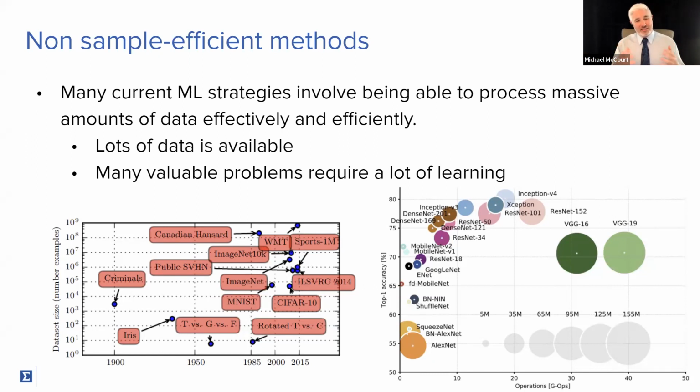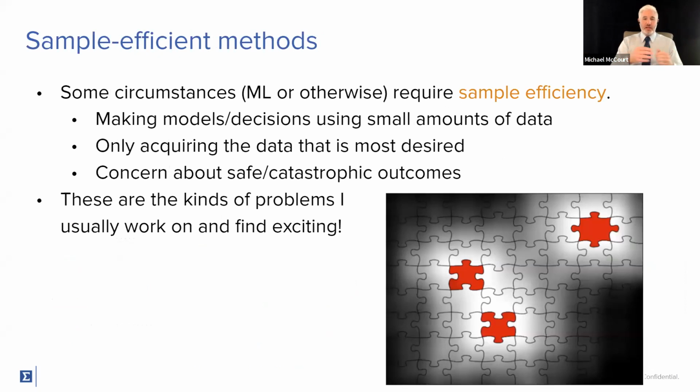So these are, I'd say, standard ML methods. And in contrast, sample efficient methods are methods which either seek to make do with a very small amount of data, or, and this is the main topic we're going to talk about today, they try to acquire exactly the right pieces of data in order to accomplish some goal.